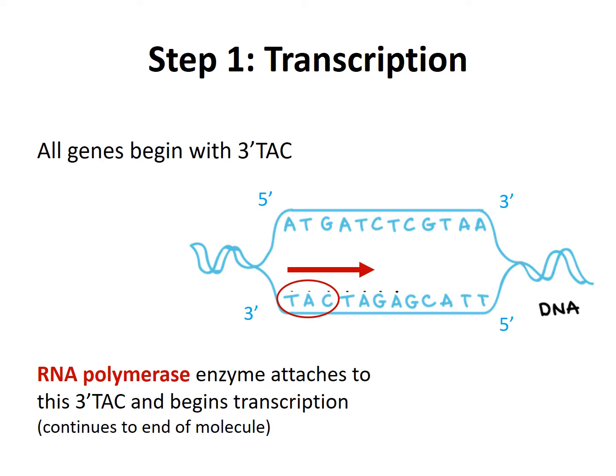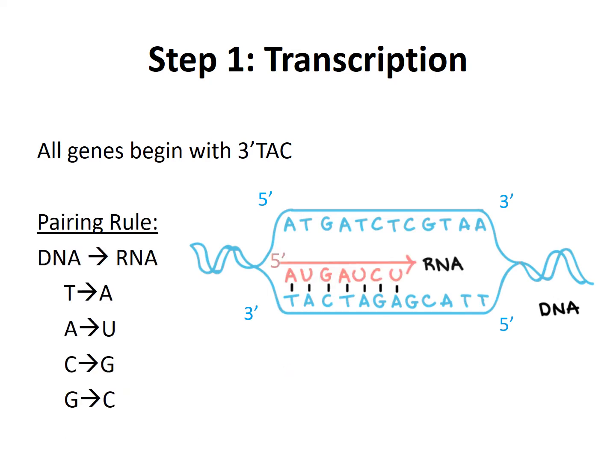What goes across to T? An A. What goes across to an A? Well, if it were DNA replication, it would be a T, but since it's RNA, it's a U. What goes across from a C? It's a G, and so on. The base pairing rules apply like this.